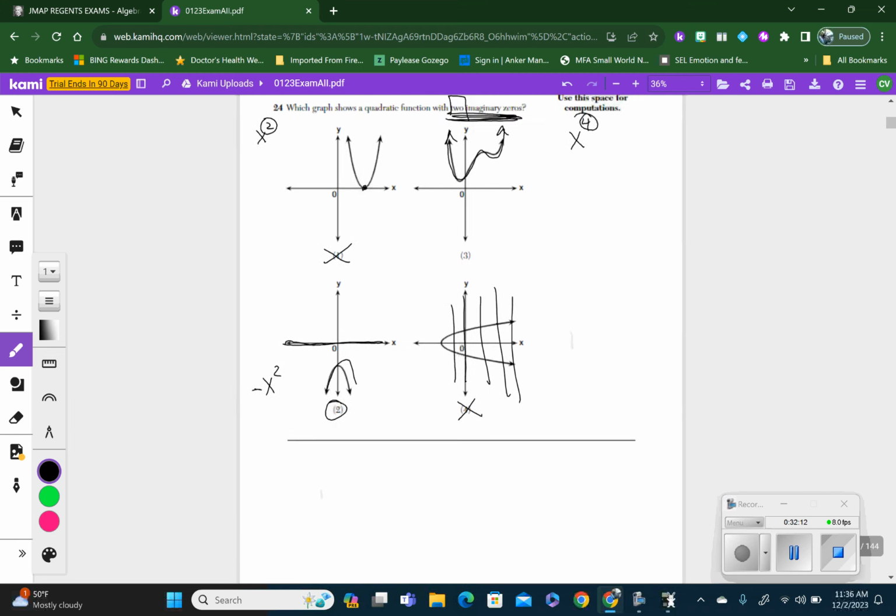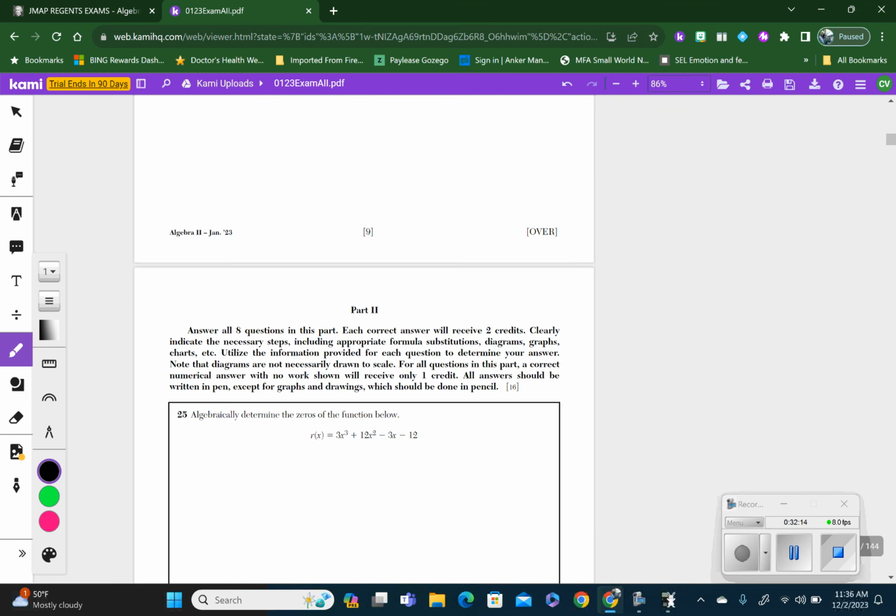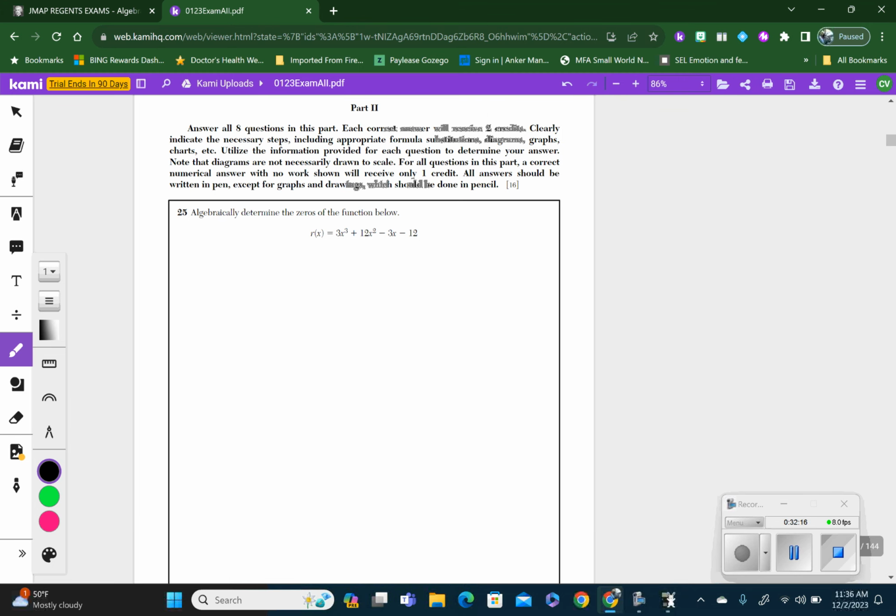All right, we're doing good. Determine the zeros. It says algebraically, so you can put this into the calculator and see where it crosses the x-axis, but since it says algebraic, let's do it algebraically. So split this, factor out the left, so I have 3x squared times (x plus 4), and then we're going to factor out the right, negative 3 times (x plus 4), okay?